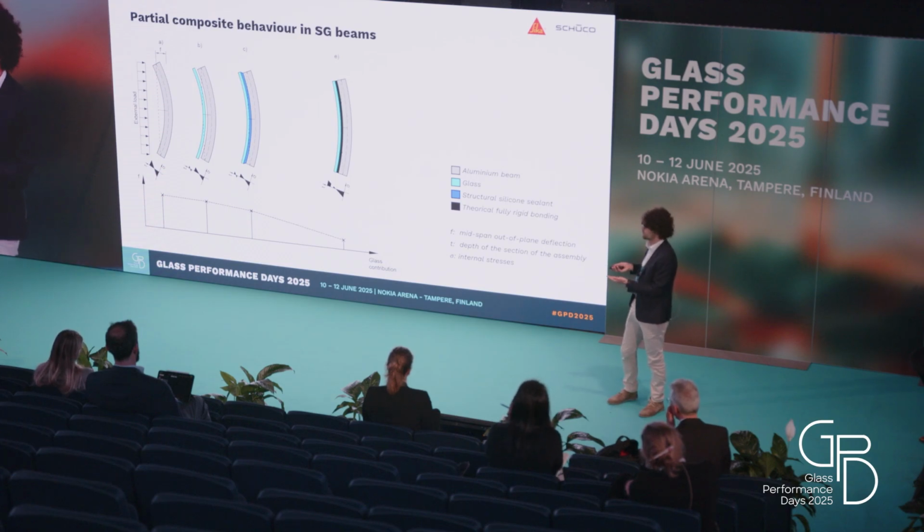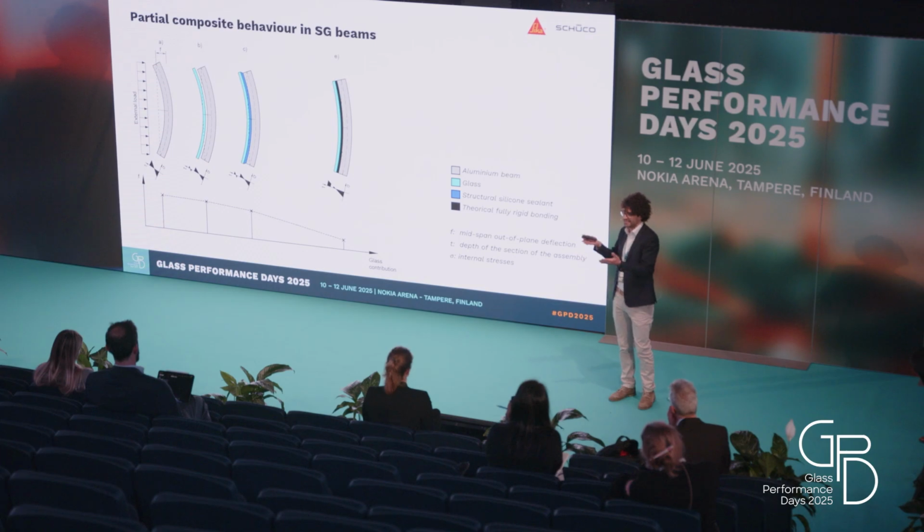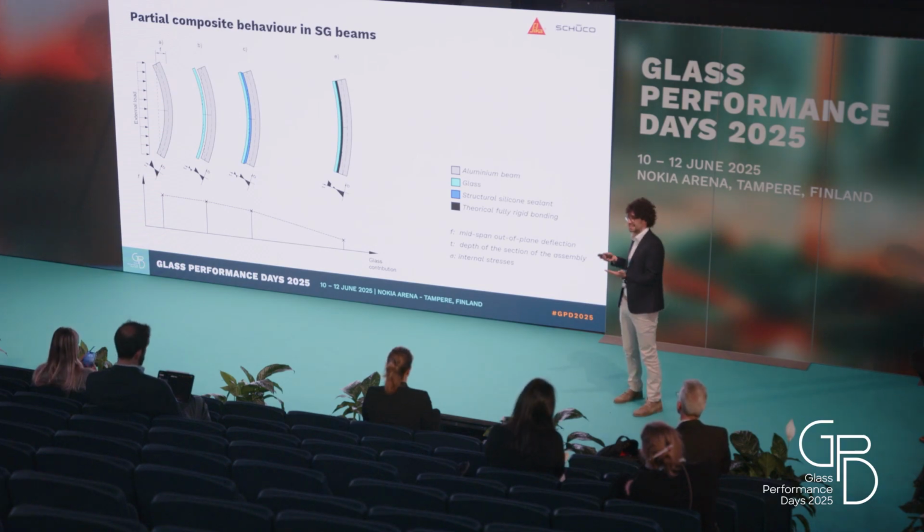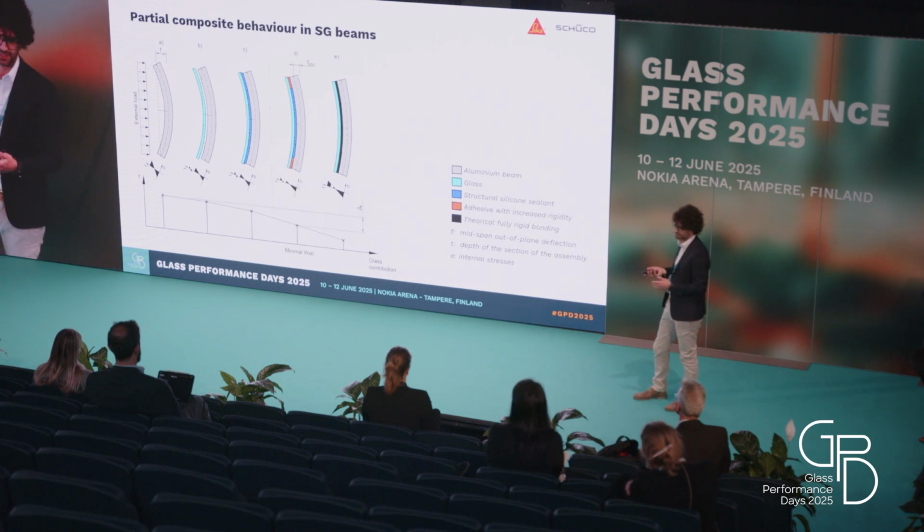That is, again, theoretical, and not an ideal case scenario. That would be possible if we had a material connecting glass and aluminium that had rigid stiffness similar to that of the materials. But this, of course, would create problems, because we know that glass and aluminium have two different thermal expansion coefficients. So we would create high stresses in this connection, and we would also create bowing of the unit.